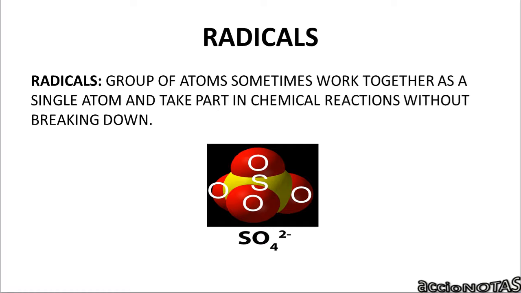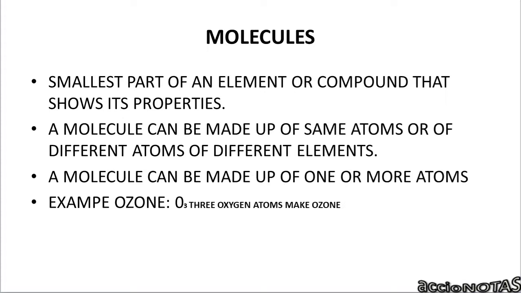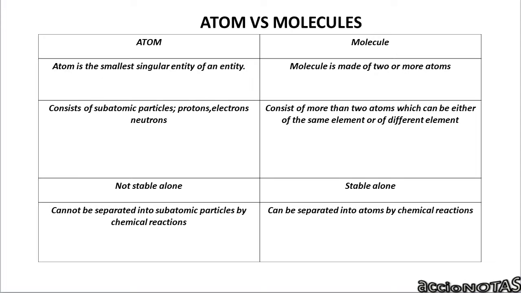Radicals. A group of atoms sometimes works together as a single atom and takes part in chemical reactions without breaking down. For example, sulfate. Molecules. The smallest part of an element or compound that shows its properties. A molecule can be made up of the same atoms or of different atoms of different elements. A molecule can be made up of 1 or more atoms. Example, ozone. 3 oxygen atoms make 1 ozone molecule.